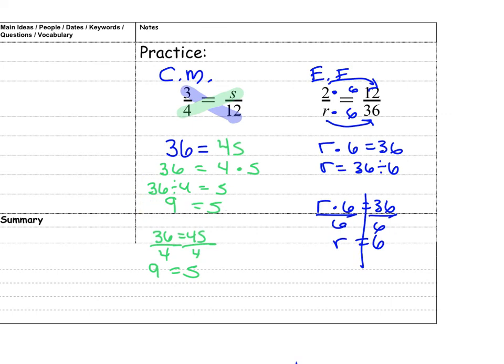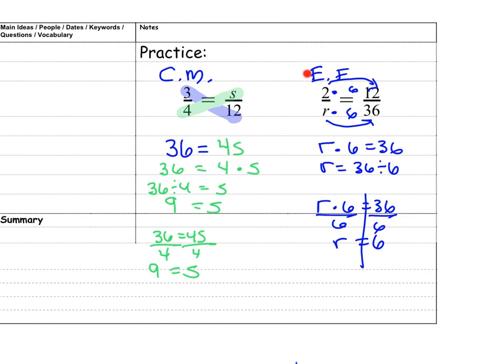The other way, and we're going to practice this a lot this year, is 36 equals 4s. S is being multiplied by 4, so we want to divide by 4 to get rid of it. If it's divided, we multiply. So 36 divided by 4 is 9. So how did you do? Mark it wrong if you got it wrong. Write questions over here if you don't understand.